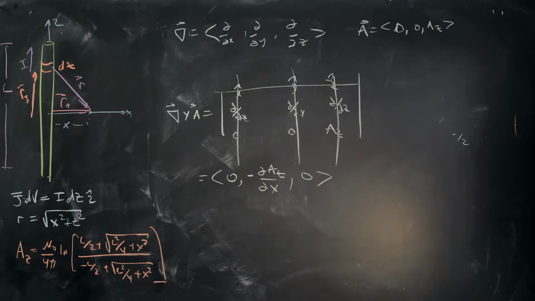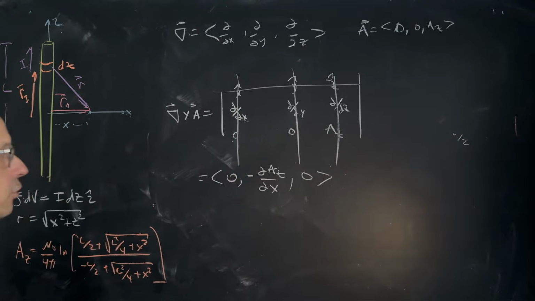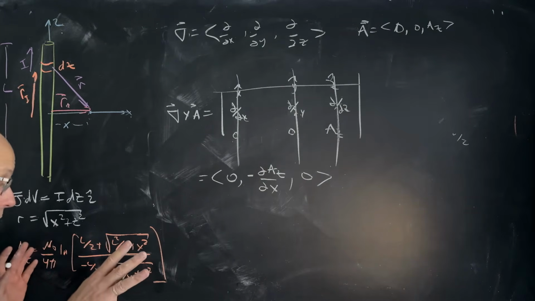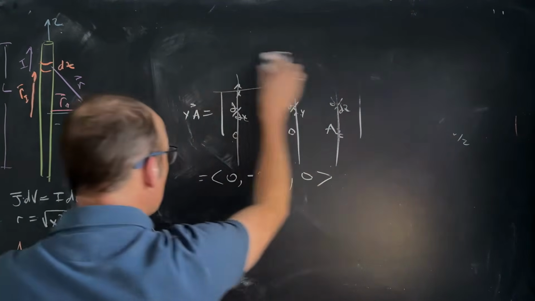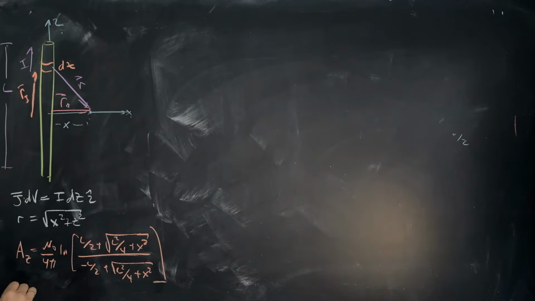Well, maybe we get another negative. But it should be in the y direction, plus or minus, and that's fine. So we've got to take the derivative of this with respect to x. We don't have to worry about anything else, because the only thing in there is x, right? So let's put that up here.